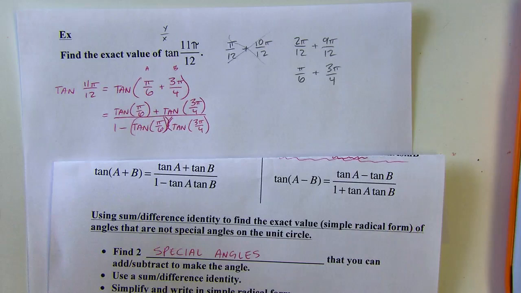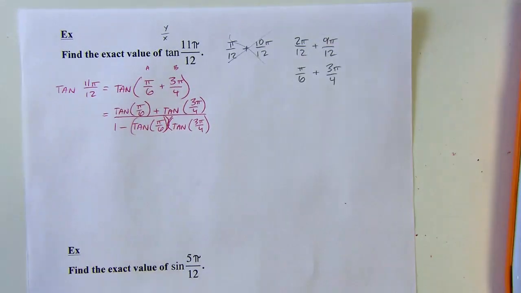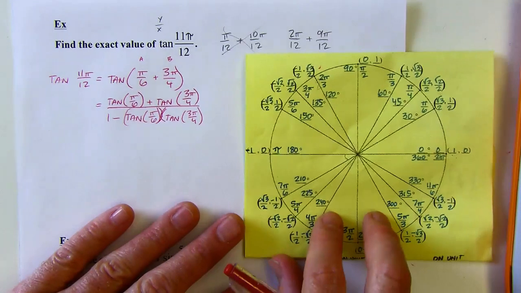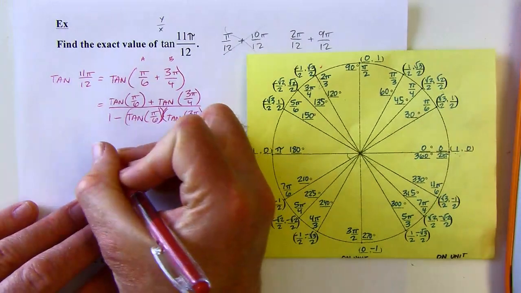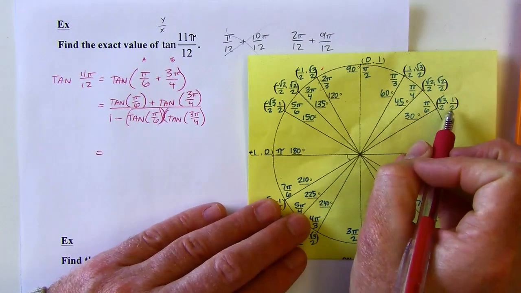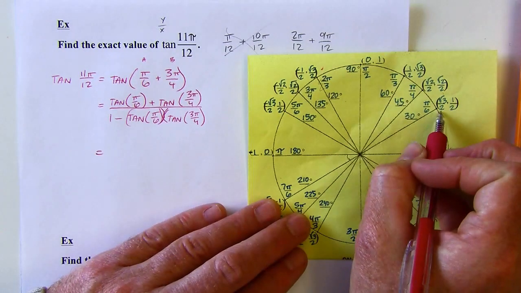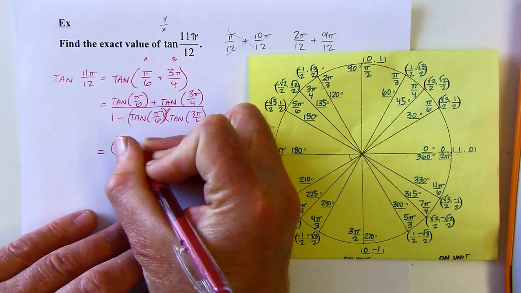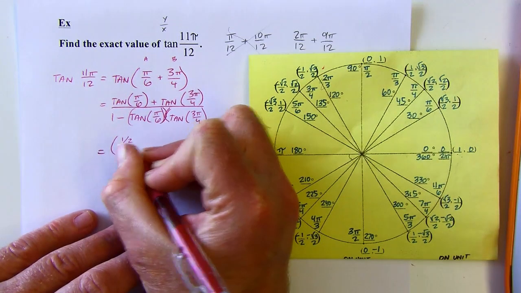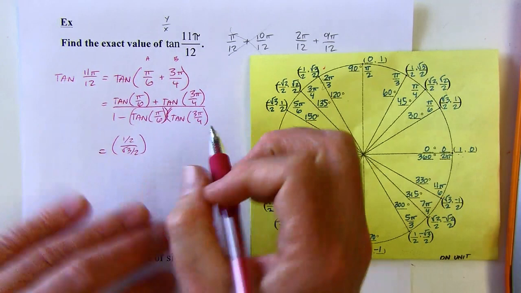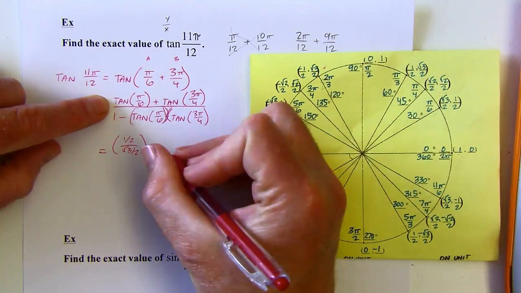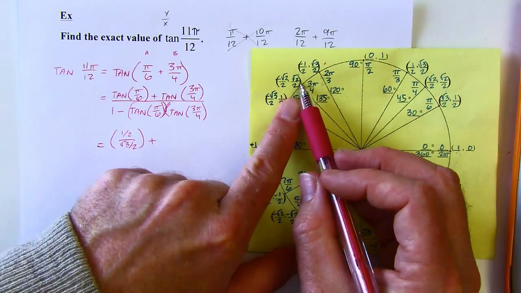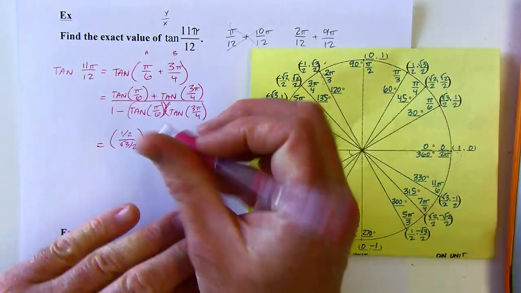So now it'd be time to get out my unit circle, or just access it in your memory. All right, so pi over 6, I'm going to do 1/2 over root 3 over 2. So there's going to be a lot to deal with here. Okay, that was just this piece here. And then tangent of 3 pi over 4, that's going to be root 2 over 2 over negative root 2 over 2.